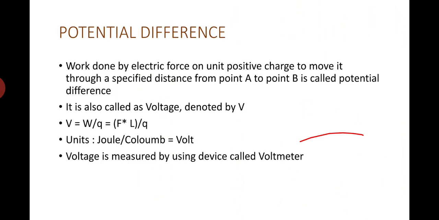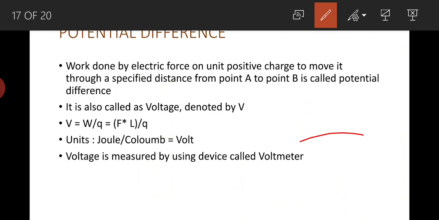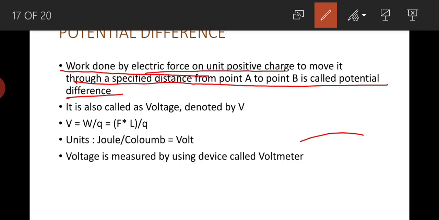It means potential difference is doing some work on the electrons. The work done by the electric force on a unit positive charge to move it through a specified distance from point A to point B is called potential difference. It is also called voltage and it is denoted by V, and V is equal to W by Q, work done per unit charge.